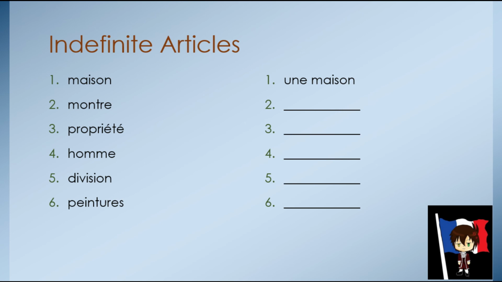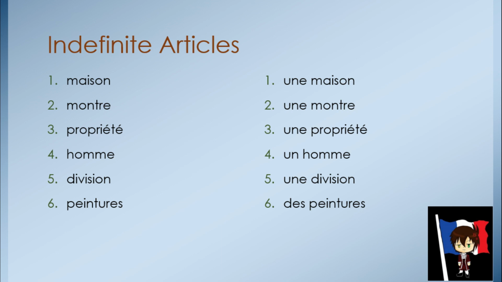Let's see the answers. So montre, that's a feminine noun. That will be une montre. Next, we have propriété. That's feminine, so that will be une propriété. And next, we have homme. That's man, so of course, you'll use the masculine indefinite article, that's un homme. And for division, that's feminine, so the answer is une division. And for peinture, it's plural, so you have to use des peintures.